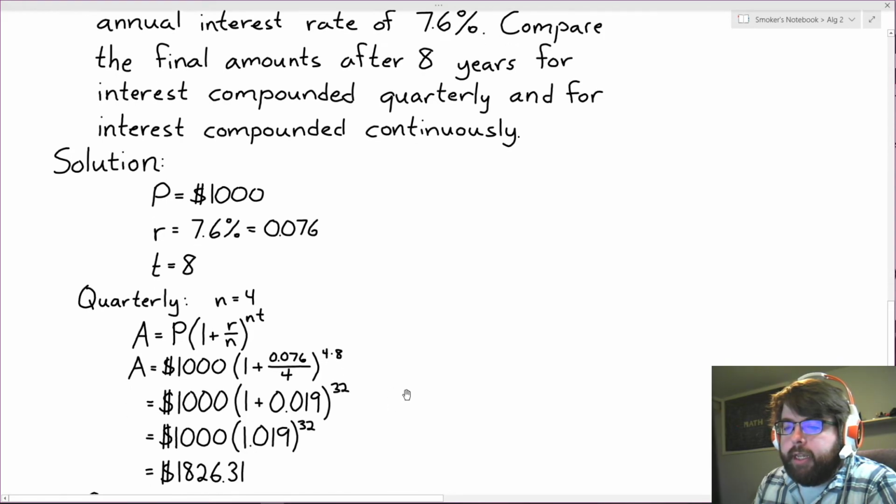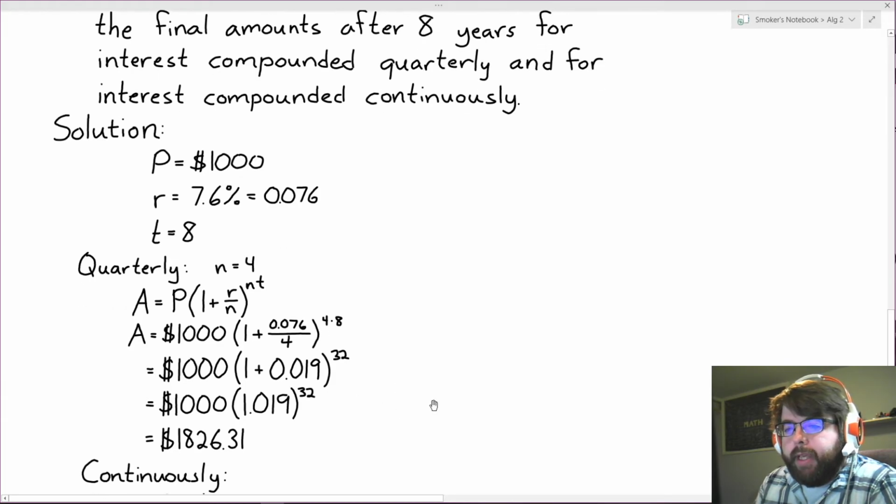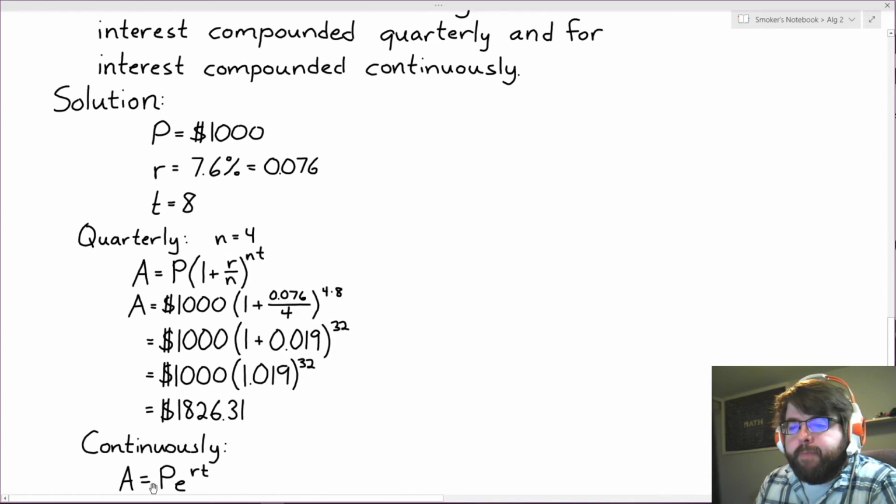and you get $1,826.31. Okay, pretty good return after 8 years. That's pretty high interest for a bank account. If this was compounded continuously, though, we would plug it into this formula: principal times e, the number e, raised to the power of r times t.